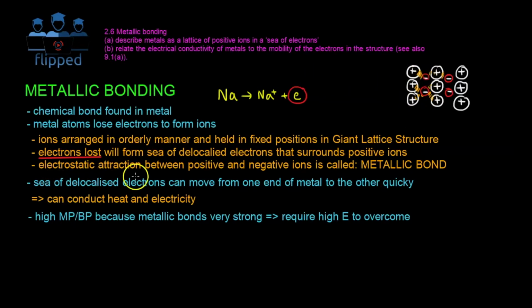The sea of delocalized electrons can move from one end to the other end very quickly. What do I mean? For example, if I were to apply electricity at this end, this electricity can be carried by all these negative charges, and they can move all the way to the other end, like so. That's why, in the case of, for example, a copper wire, electricity is able to be conducted from one end to the other. That's what I mean by the electrons can move from one end to the other quickly.